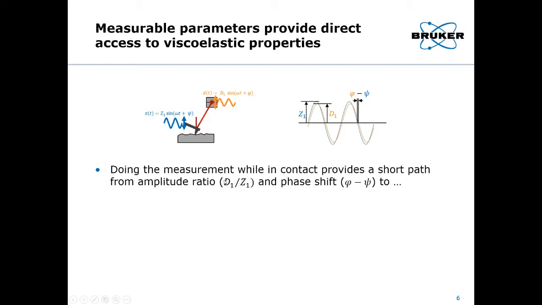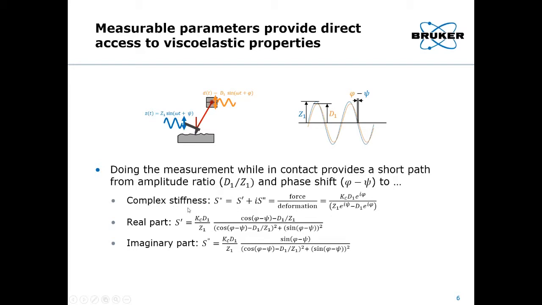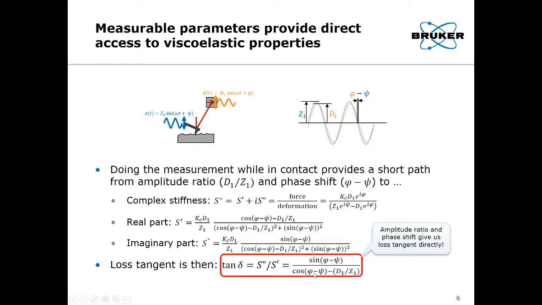If we have that information, we have this amplitude ratio and we have a phase shift, then we can pretty quickly get out this complex stiffness, which is just the force divided by the deformation. And we can separate it into a real part called the storage stiffness and an imaginary part called the loss stiffness. Now if I take the ratio of those two, then I get directly the loss tangent, or tan delta. And you'll notice that this doesn't depend on anything except for the amplitude ratio and the phase shift. So we have a direct measure of the loss tangent.